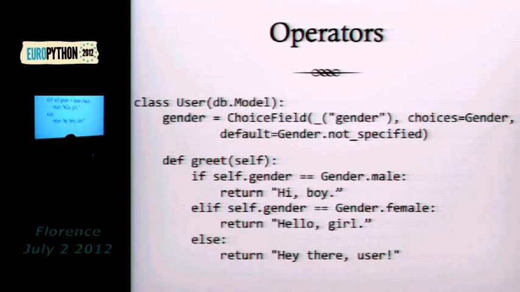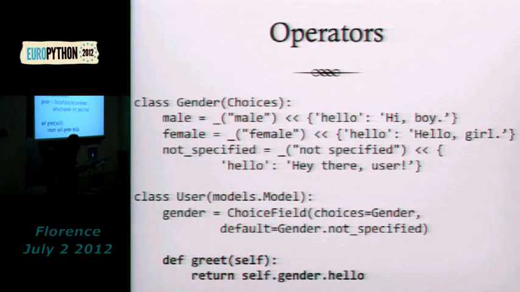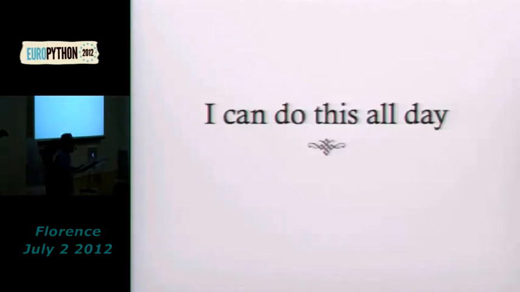choice. Then you see that we'd better have maybe switch statements in Python. It starts getting ugly. So I changed this big greet method into a one-liner. And I could do that because I overloaded the left shift operator to inject attributes to choices. You know the drill. I regret nothing. And I can do this all day.